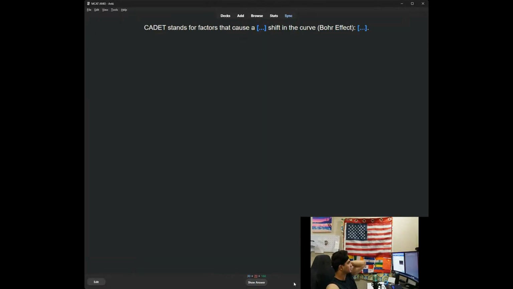Position. A right shift and more effect. MPCO2, acidic environment. D: 2,3-DPG, exercise and increase in temperature.